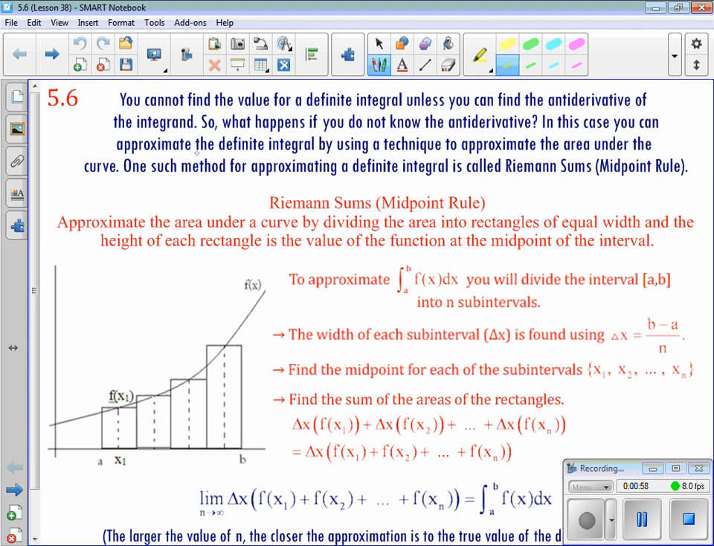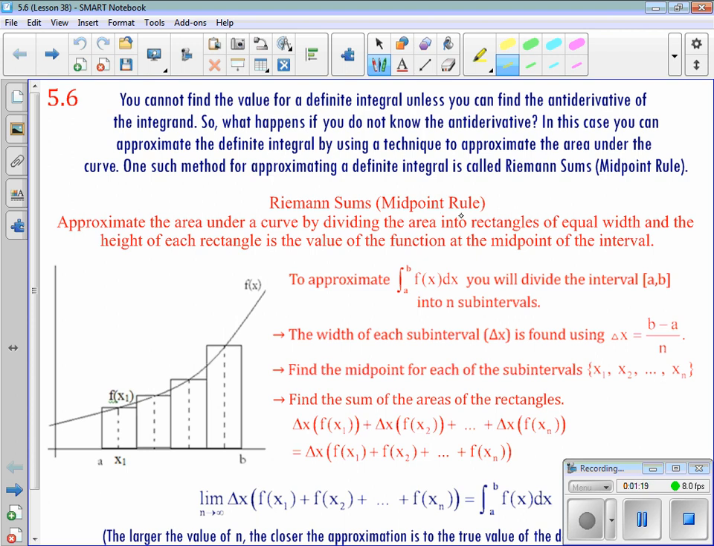Okay, so you can't find the value for a definite integral unless you can find the antiderivative. So what happens if you don't know the antiderivative? You can approximate it using what's called Riemann sums. So Riemann sums just means we're finding a bunch of rectangles and finding the area of those. That was just a guy's name, okay?